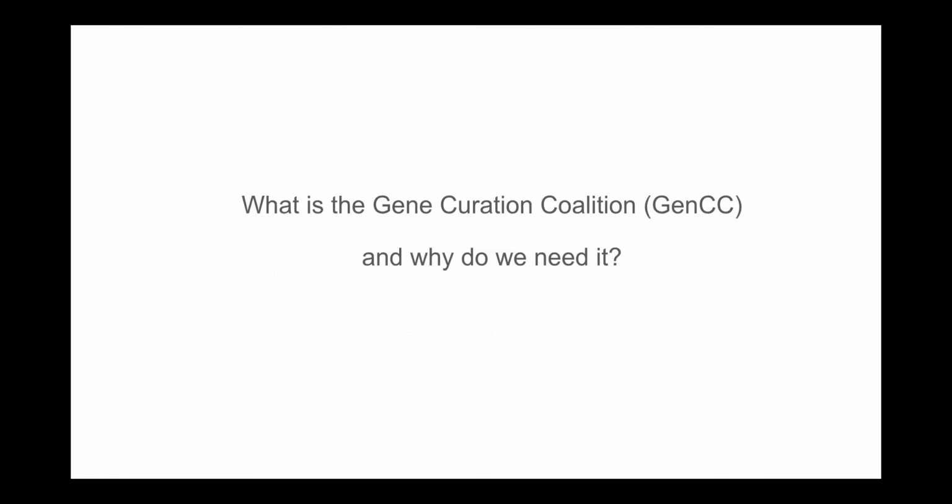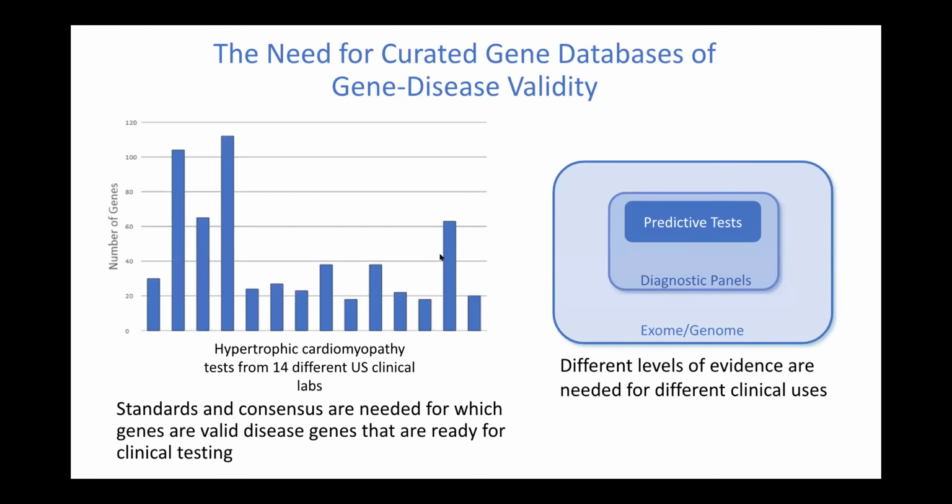So what is the Gene Curation Coalition? I don't think I need to tell any of you on this call, but it's really critical to have curated gene disease databases. And this really can be visualized when you plot just, for example, tests for hypertrophic cardiomyopathy from 14 different US clinical labs with the number of genes, and see that they vary really widely. So we felt in forming this GenCC that really standards and consensus are needed for which genes are valid disease genes that are ready for clinical testing. And of course, you all know that being ClinGen curators.